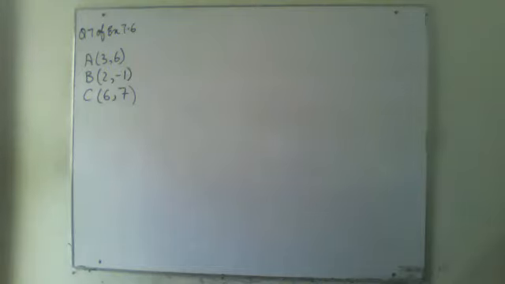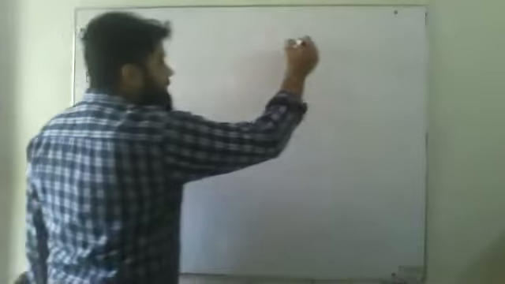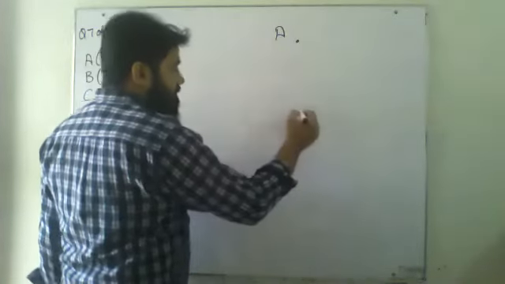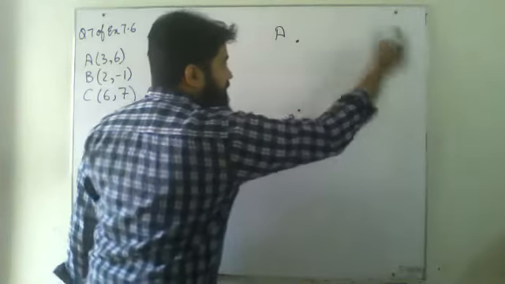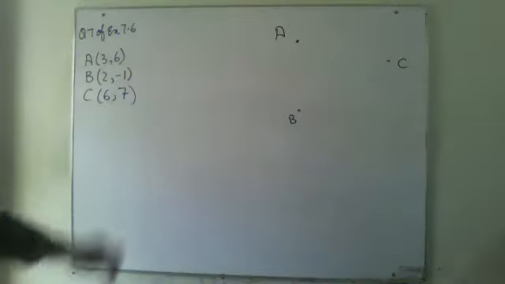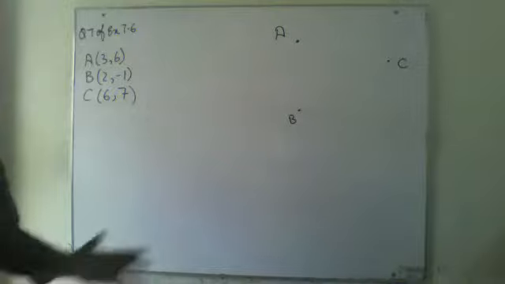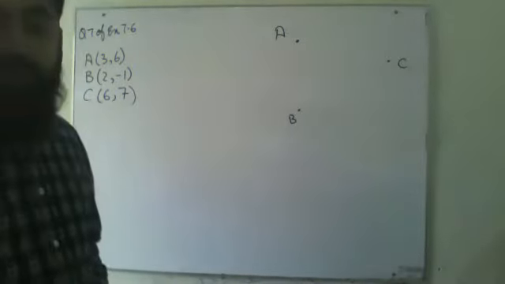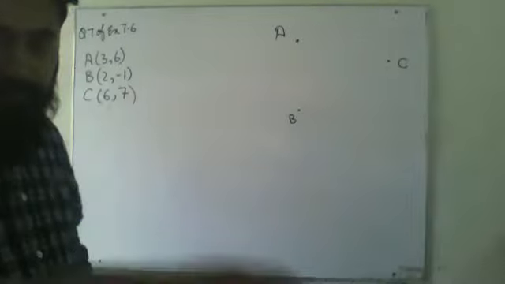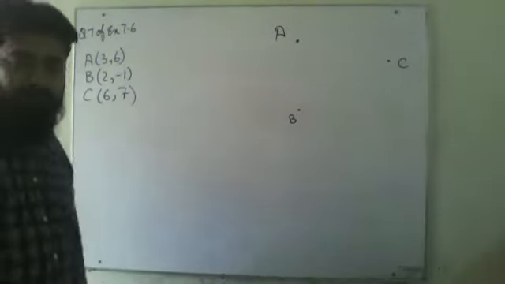Now, what is the next thing they are saying? There is a point F, which is the foot of perpendicular from A to BC. For instance, this is just a rough sketching. This is my A point, this is my B point, and this is my C point. This is the thing given to us, and they are saying F is the foot of perpendicular.